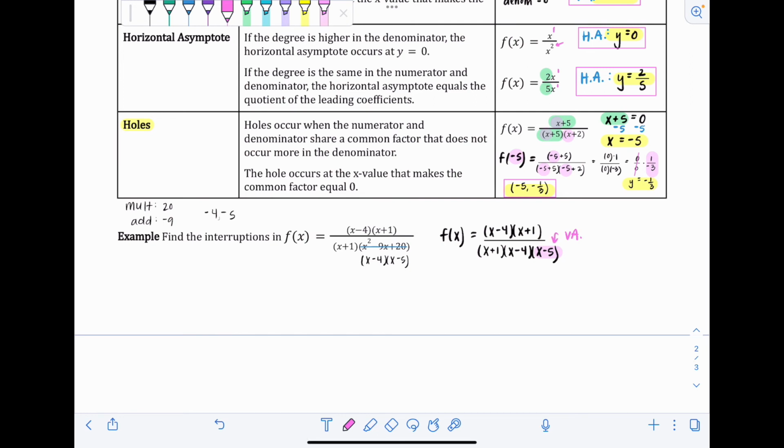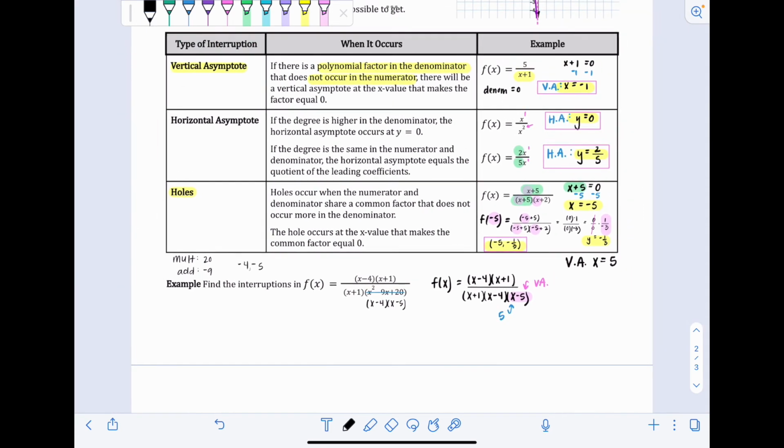So the vertical asymptote is x equals whatever makes that factor equal 0. The x value that I would have to plug in would be 5, because 5 minus 5 is 0. So we'd have a vertical asymptote at x equals 5. And then we can move down to the horizontal asymptote.